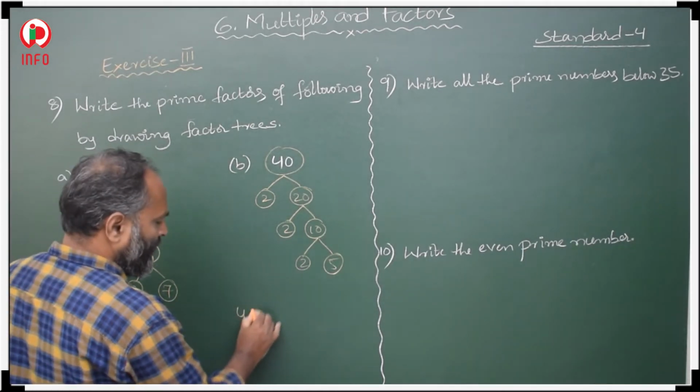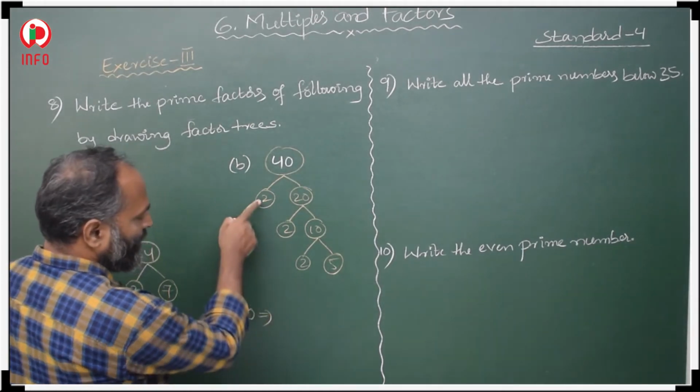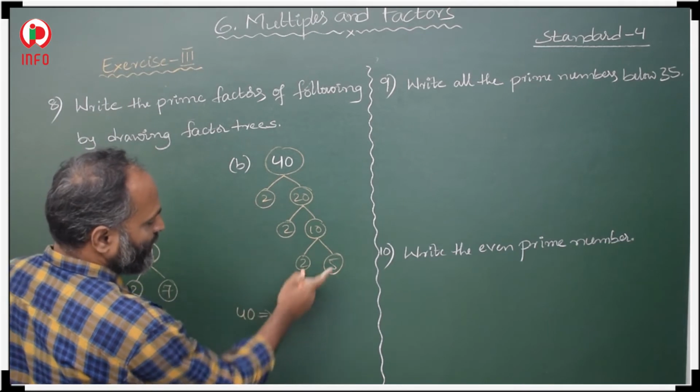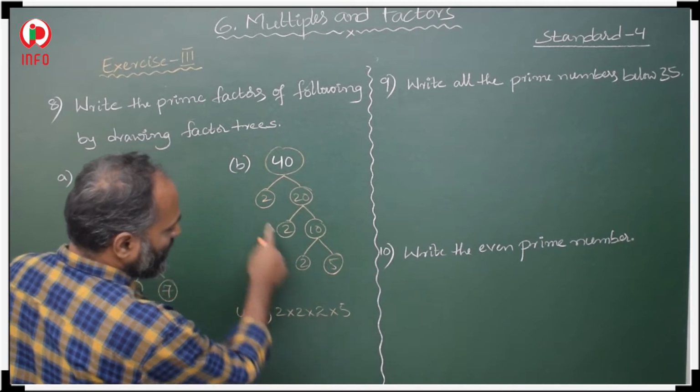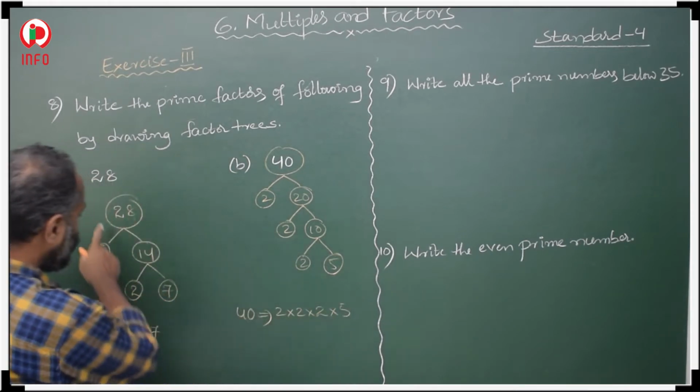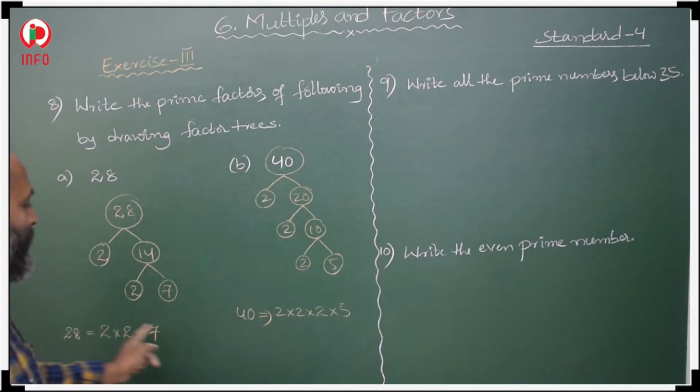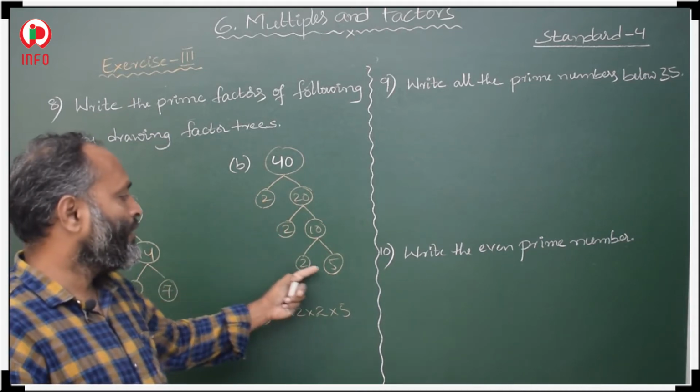Then 40, how to write it as a product of these prime numbers? 2 into 2 into 2 into 5. In this way we have to write. Here also in this way we write 2 into 2 into 7, and here 2 into 2 into 2 into 5.